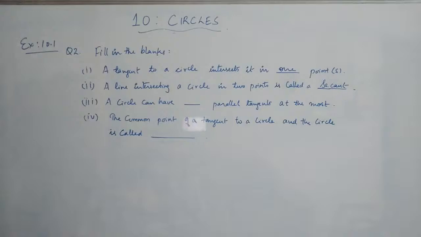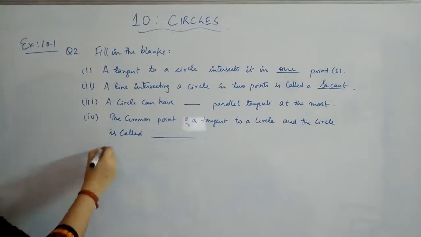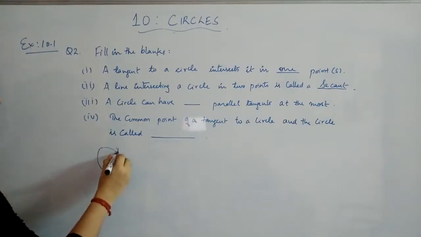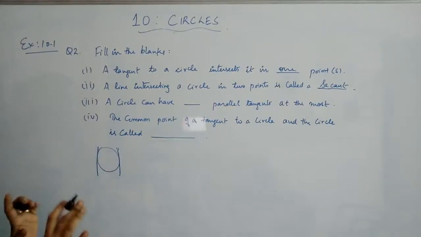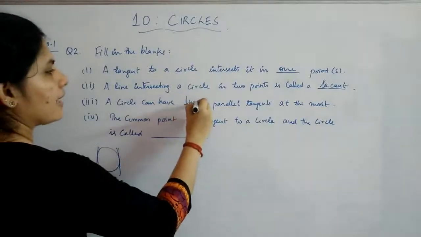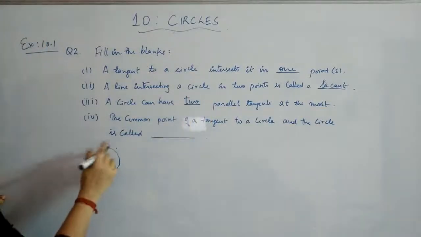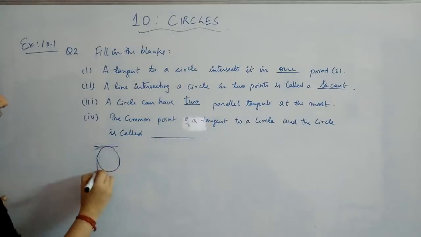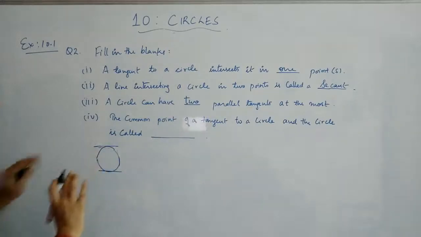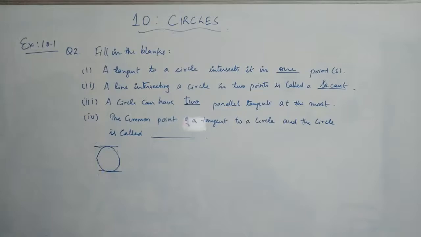Then, a circle can have dash parallel tangents at the most. So at the maximum, how many parallel tangents can we draw to a circle? If I take a line here, I can draw a parallel tangent to it. So at the maximum, you can draw 2 parallel tangents. Now if I take it like this, its tangent will be like this. So again you can have at most 2 tangents.